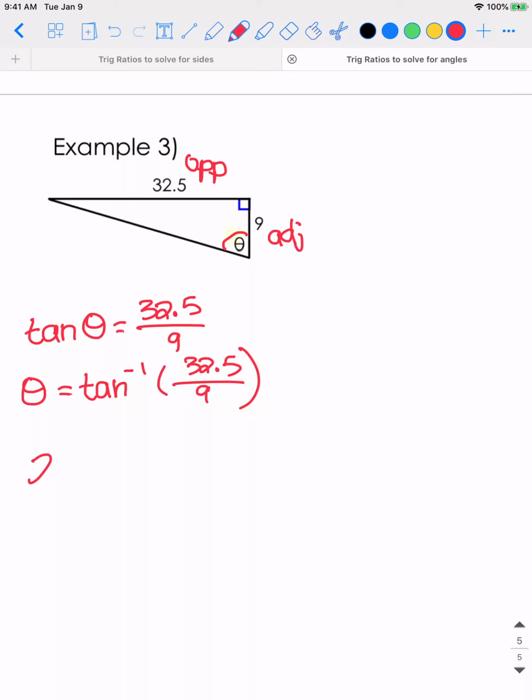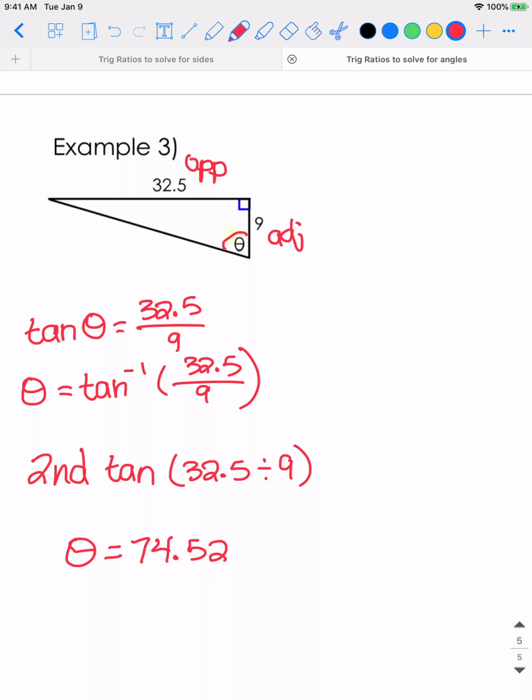So in my calculator, we should type in second tangent of 32.5 divided by 9, close the parentheses. So I'm going to type it in real quick, 32.5 divided by 9. And that would give us theta to be about, to 2 decimal places, 74.52 degrees. Okay, so if you have any questions or you're struggling with your calculator, please reach out to your teacher or watch the calculator video that I've created for this lesson.